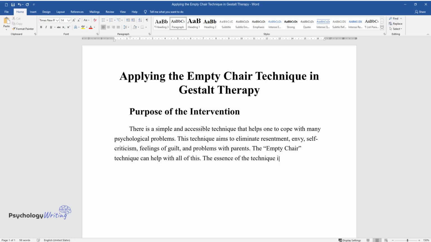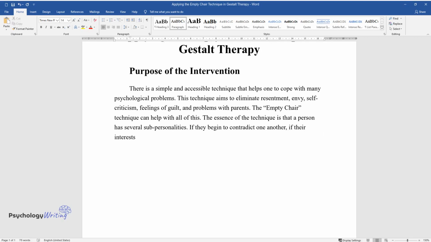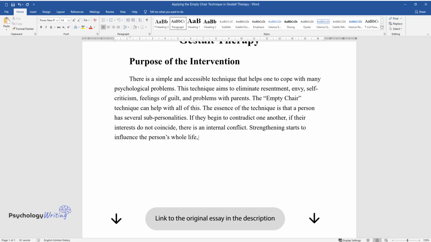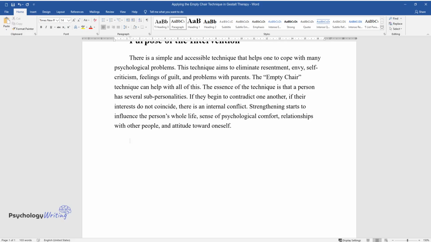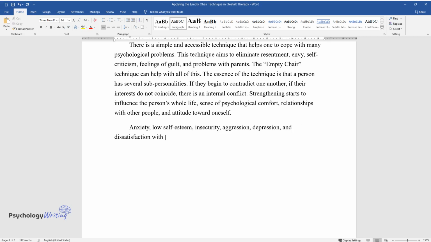The essence of the technique is that a person has several sub-personalities. If they begin to contradict one another, if their interests do not coincide, there is an internal conflict. It starts to influence the person's whole life, sense of psychological comfort, relationships with other people, and attitude toward oneself. Anxiety, low self-esteem, insecurity, aggression, depression, and dissatisfaction with oneself and one's life may appear.